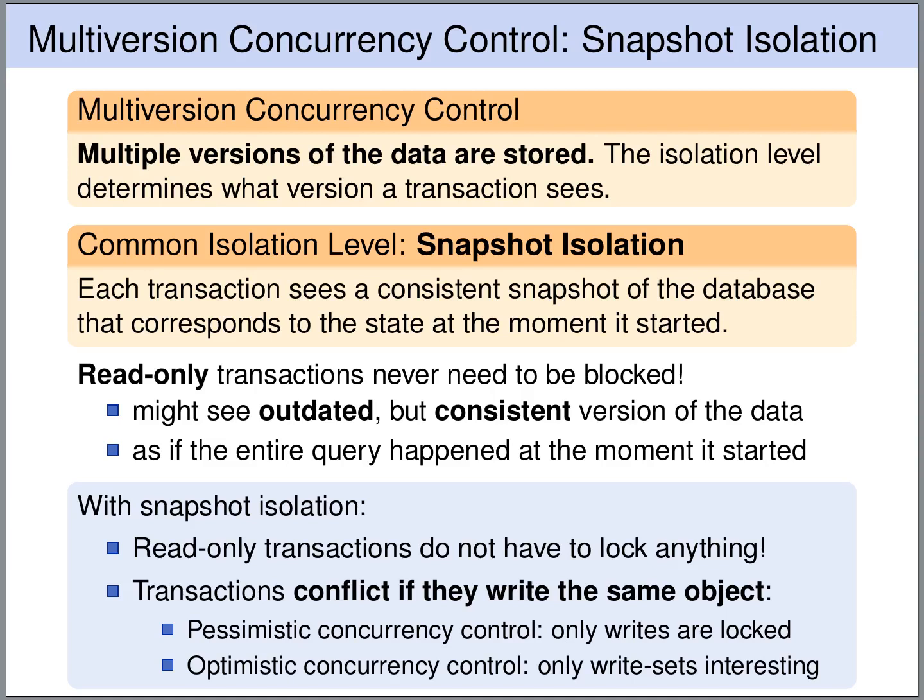Transactions conflict only if they write the same object. So in pessimistic concurrency control, we only need write locks. In optimistic concurrency control, we only need to keep track of the write sets and not of the read sets.